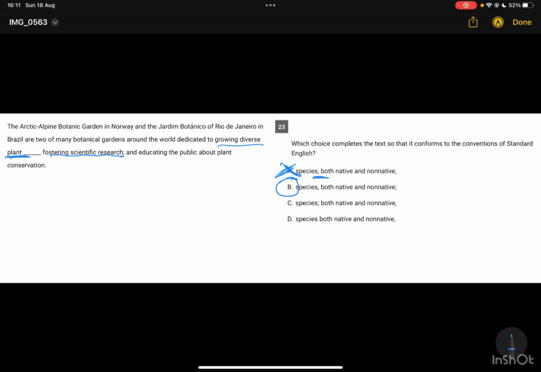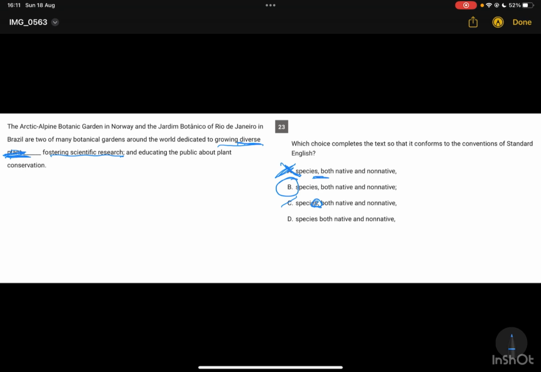So for C, that is incorrect because a semicolon right here can't be used in this way to separate the noun phrase diverse plant species and the supplementary phrase both native and non-native that modifies it. A comma can be used in this way to separate items in a complex series, so that's not going to be the answer.